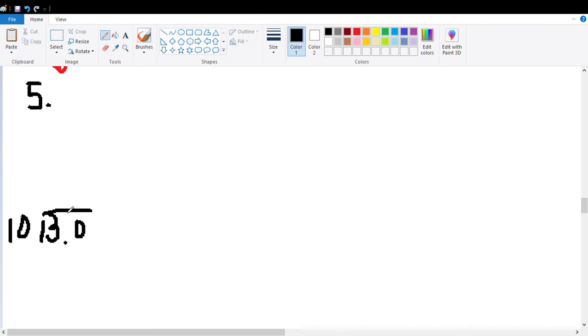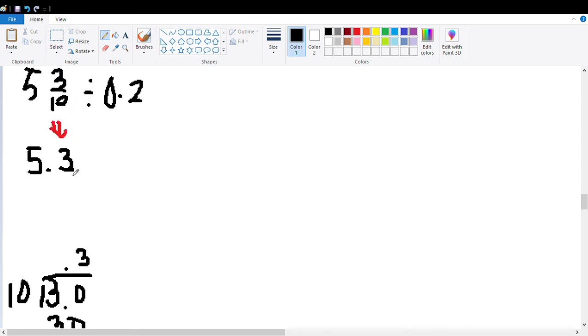And since we're having a decimal, don't forget to put a decimal on the top. How many 10 go into 30? 3. So 10 times 3 is 30. And we're just going to get 0. And that's basically it. So our decimal is 5.3. So that's our new number, 5.3 divided by 0.2.